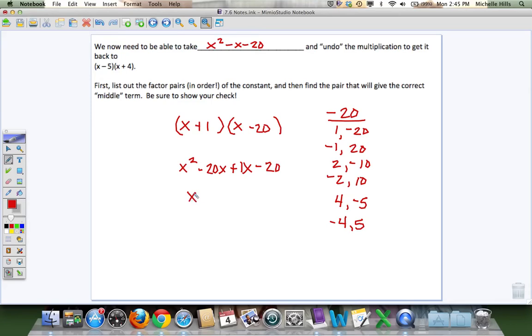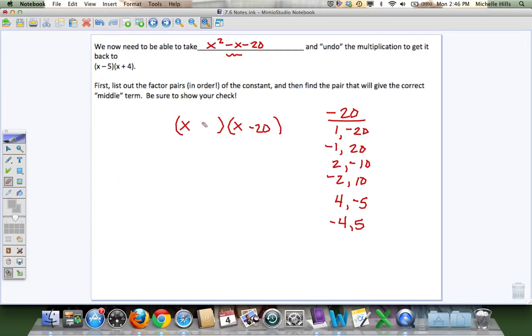So I would get the x squared again. I would get the minus 20. But when I combined these two middle terms, I would have a minus 19x. But it says it should be a minus 1x, not a minus 19x. So while the plus 1 and the minus 20 will give me the first and last terms I'm looking for, they won't give me that middle term that I need.